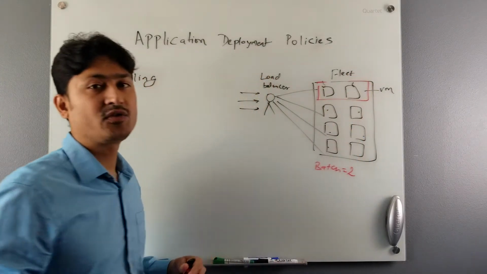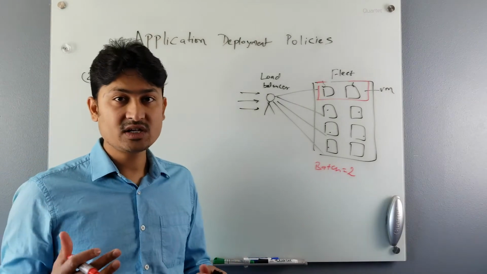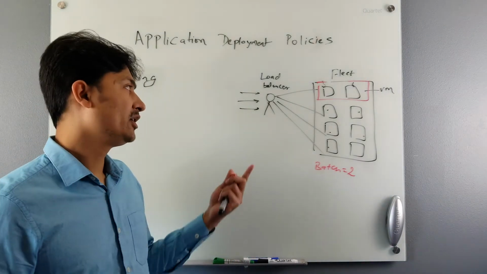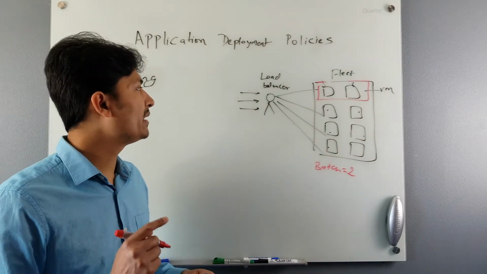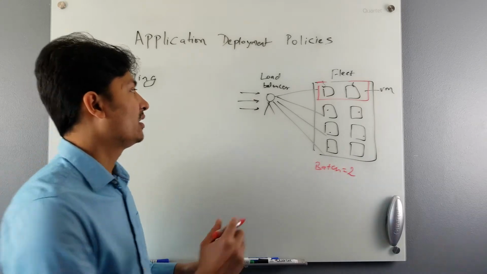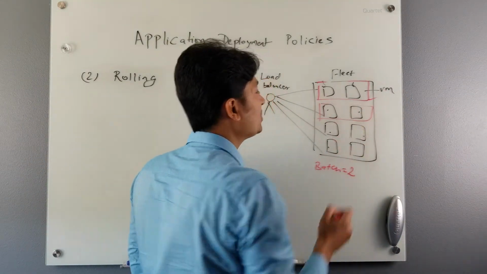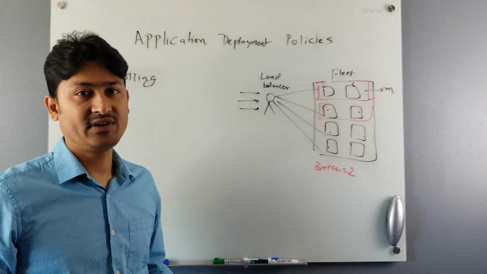You select a batch size of 2 servers, you deploy the newer application version, you perform some health check, and when everything looks fine, you put it behind the load balancer. Once this is completed, then you pick up another batch to perform the deployment, and that's how you repeat the process for the entire fleet.